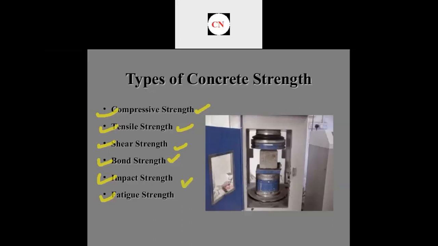Impact strength is the strength of the concrete observed under suddenly applied load. Fatigue is repeatedly applied load. So fatigue strength is the strength of the concrete observed under repeatedly applied load, that means loading cycles will be there. So in our context, we will be concentrating on the compressive strength, split tensile strength, as well as flexural strength.